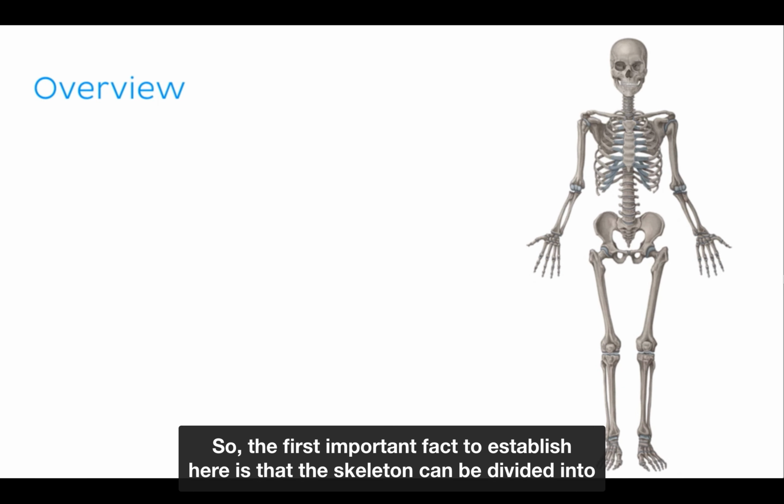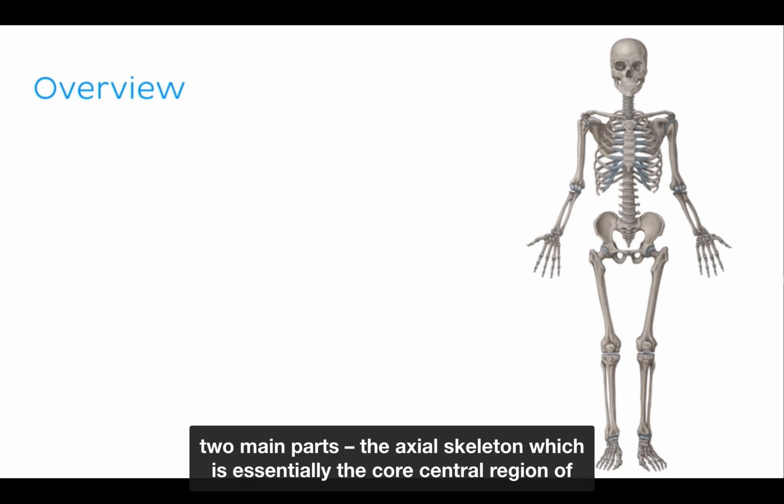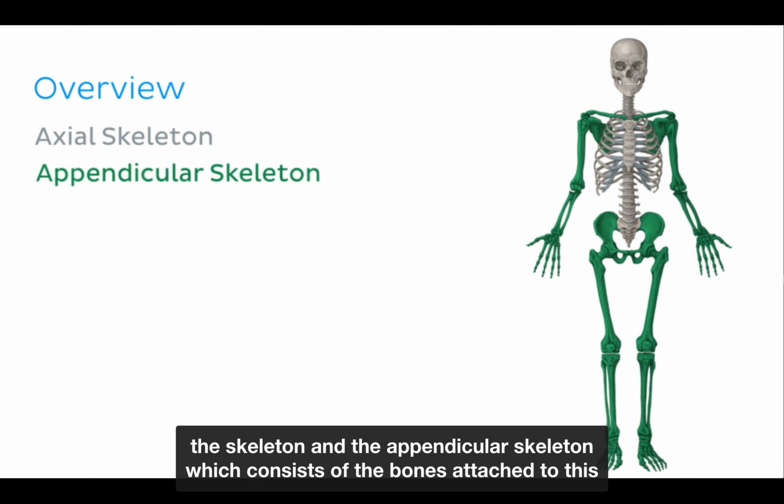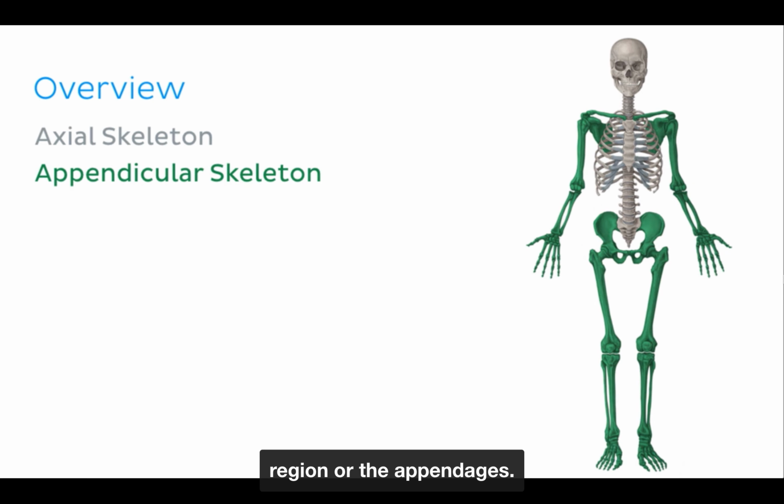So the first important fact to establish here is that the skeleton can be divided into two main parts. The axial skeleton, which is essentially the core central region of the skeleton, and the appendicular skeleton, which consists of the bones attached to this region, or the appendages.